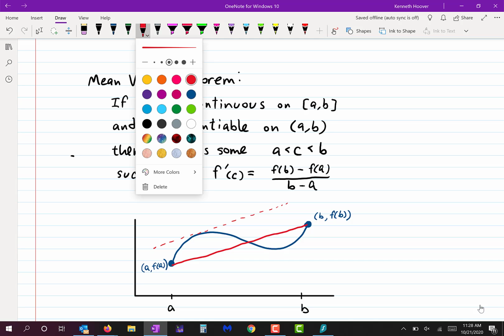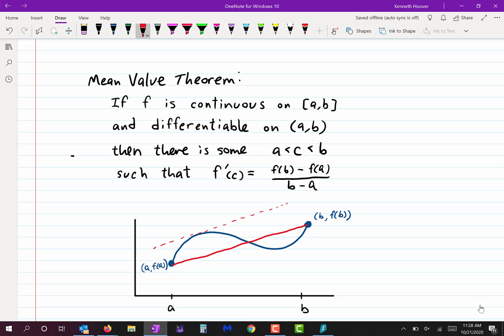It looks like the tangent line there is parallel to the line segment I drew, which means the derivative at c will be the same as the slope of this line, which is this number right here. Okay? Looks like there's probably another place that happens somewhere over here as well. So there's probably a couple places it happens. The mean value theorem says that you're guaranteed that it's going to happen in at least one place.